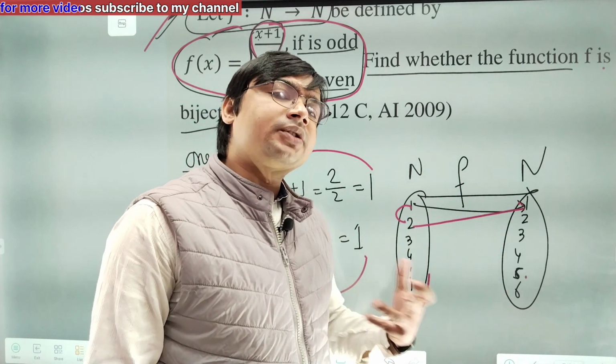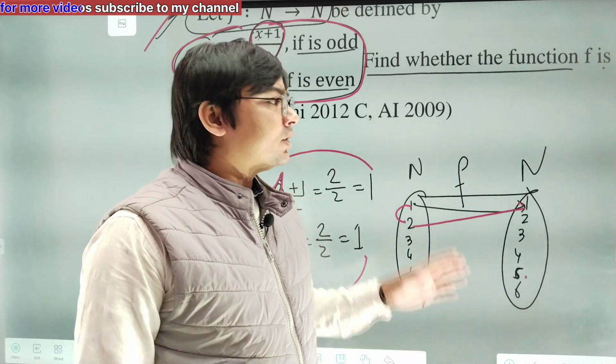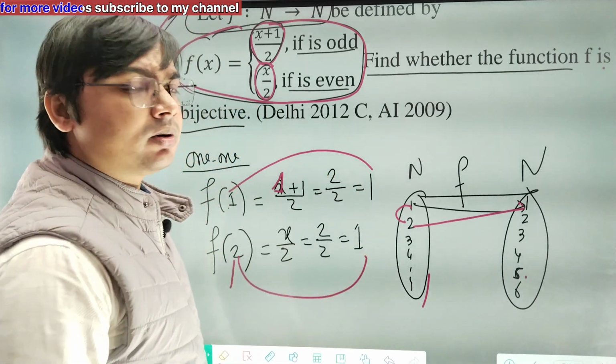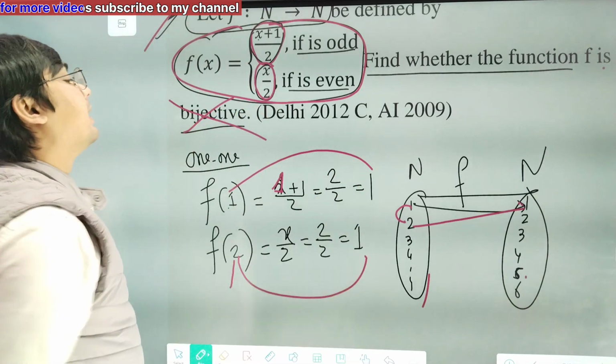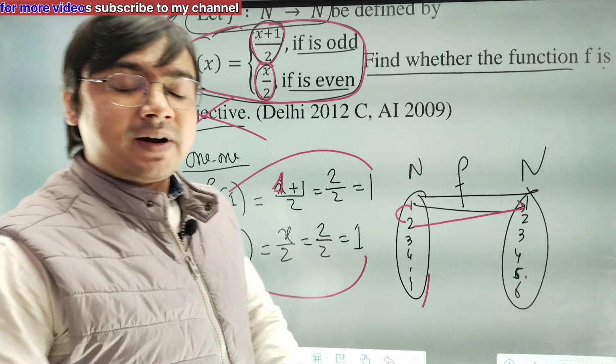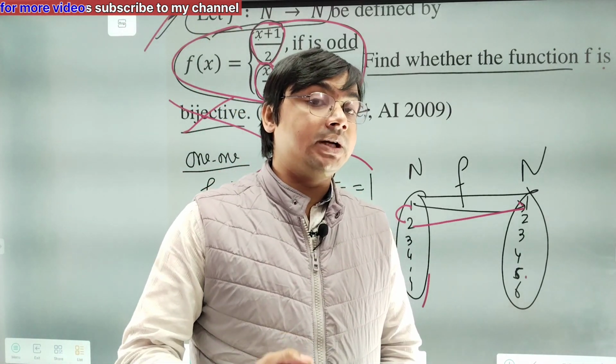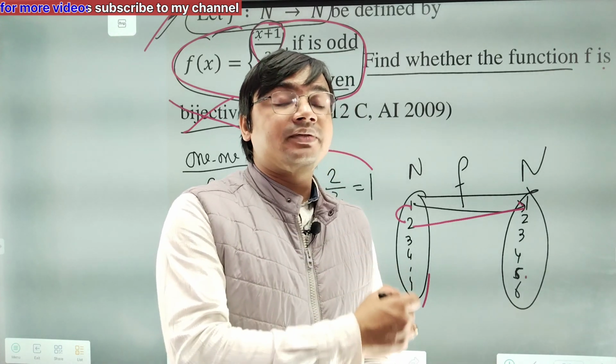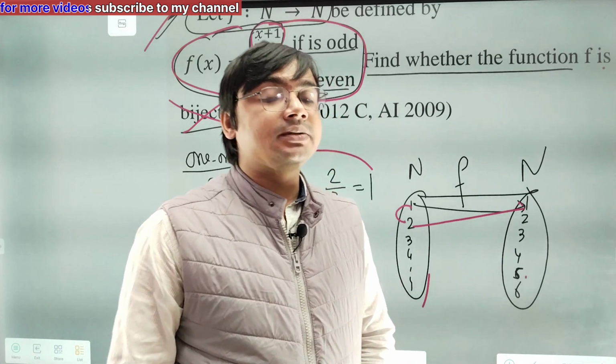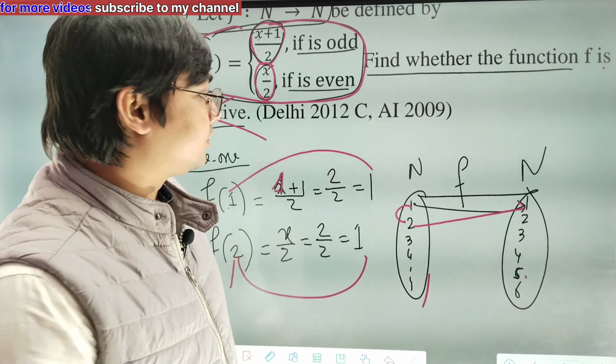That means this function is not one-one. Yes, so since this function is not one-one, this function is not bijective also, because a function is said to be bijective if the function is onto as well as one-one, and since here the function is not one-one, this function will not be bijective here. So this is the result.